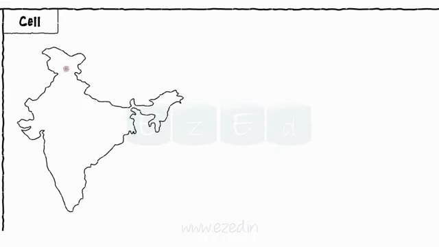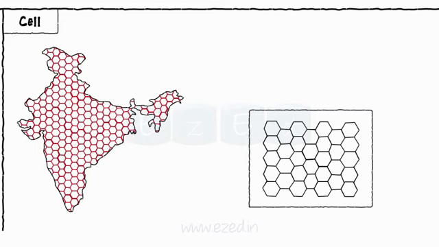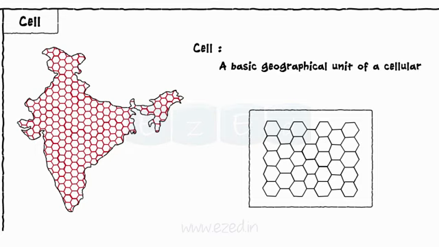We can make a call from one part of the country to another part of the country. Practically, every city is divided into small areas. Each area is called a cell. Thus, a cell is defined as a basic geographical unit of a cellular communication system.